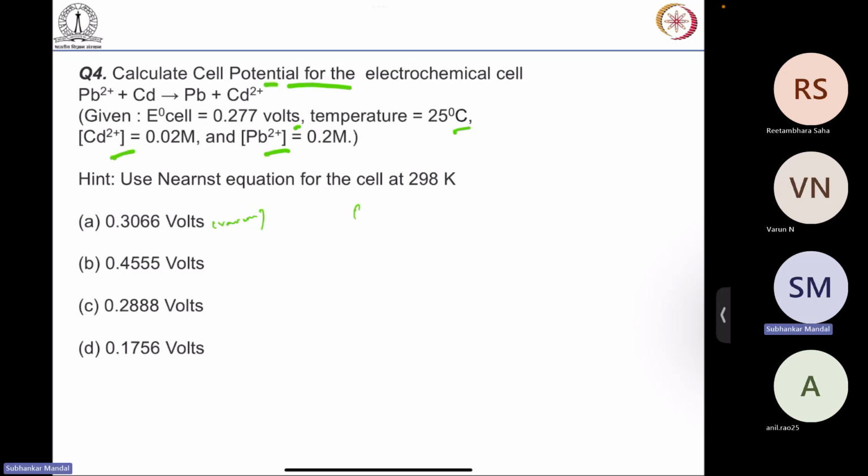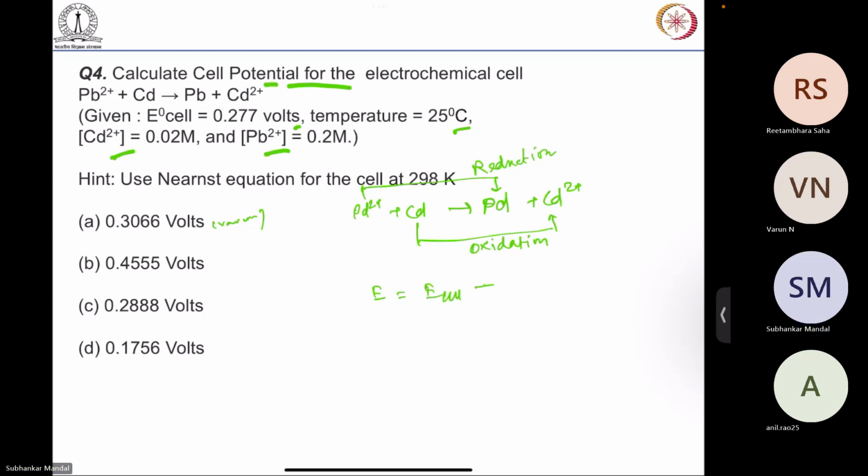So basically here what is happening? Pd2 plus and cadmium going to palladium plus cadmium 2 plus. So this one is happening oxidation, and this one is happening reduction. So in the Nernst equation, what do we know? E is equal to E cell plus RT by nF ln ox by red.